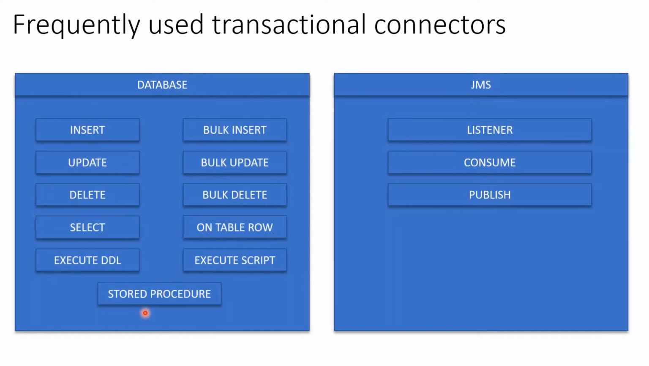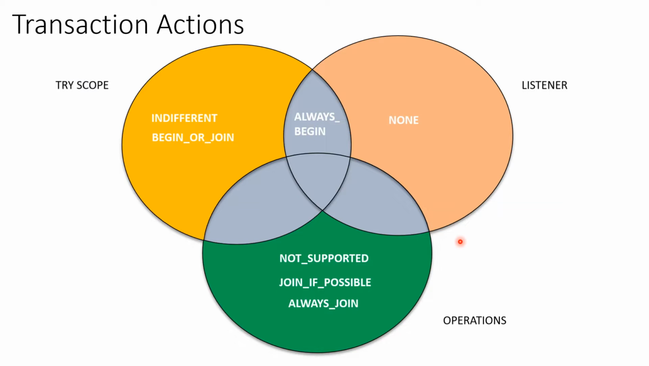Here is the list of frequently used modules and their corresponding operations that support transaction. All operations of the DB module support transaction, whereas only 3 operations of the JMS module support transaction. In Mule 4, a transaction can be initiated in 2 ways, either by using a try scope or a source that supports transaction.